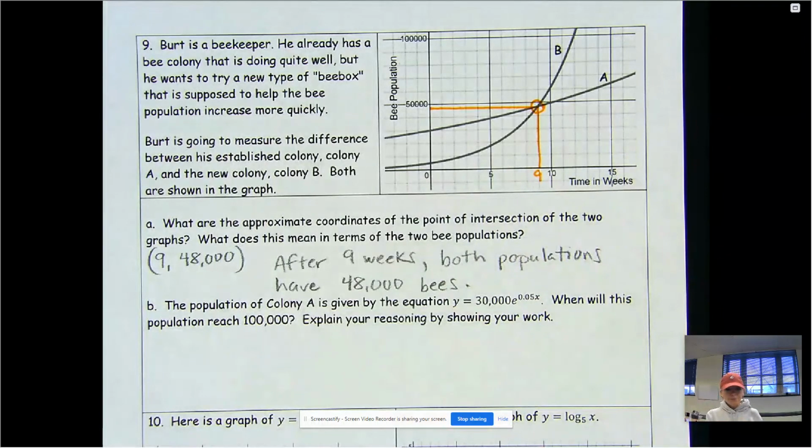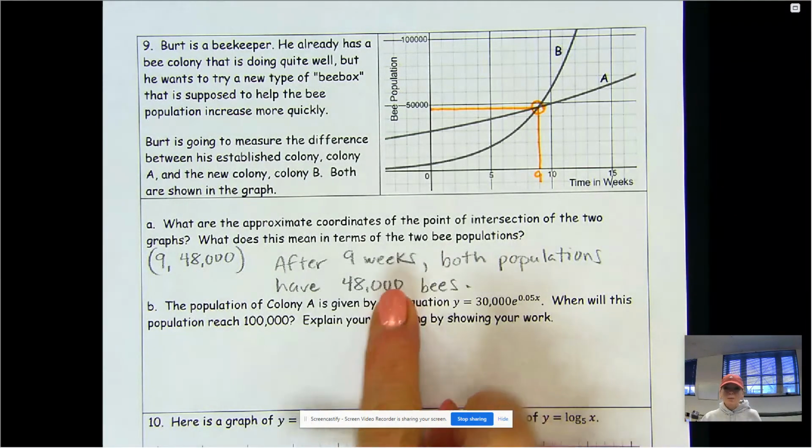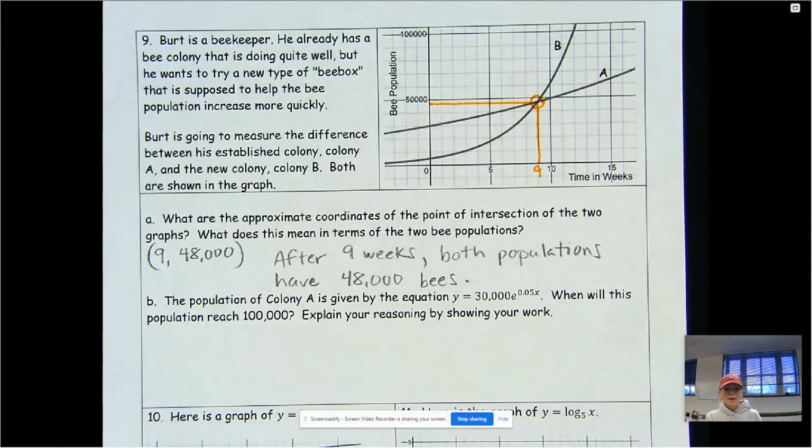All right. A response like "it's where they're the same" would be a level 1 response. A response like this that uses details and is specific would be a level 4 response. Okay, so choose what you want. I know you want those level 4s.